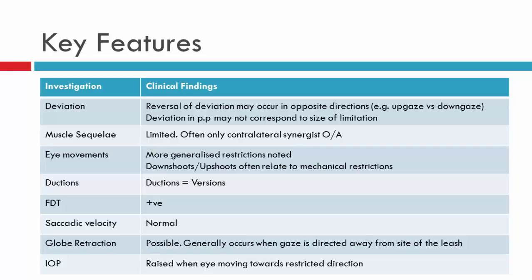Saccadic velocities will be normal. We also may see globe retraction, and again, the mechanical forces at play can retract that eye on eye movements. And intraocular pressure. Intraocular pressure can raise when the eye is being moved in the opposite direction to where the restriction actually is.